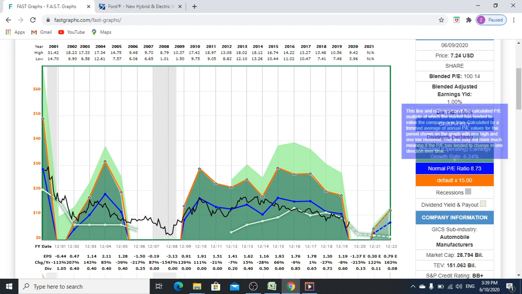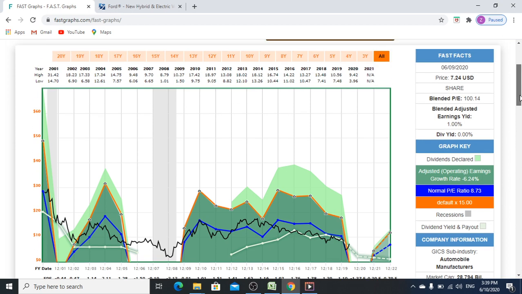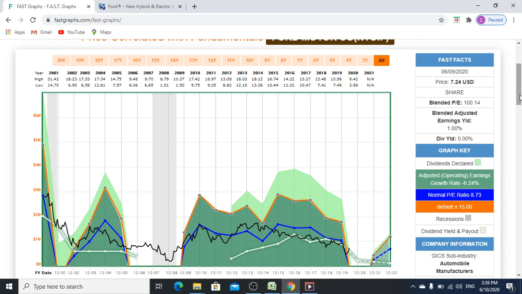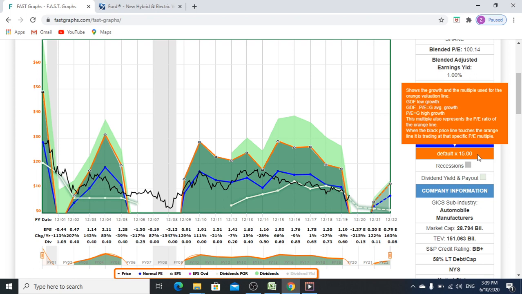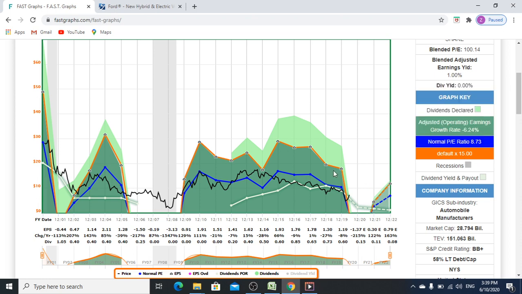It's not so good. The normal PE, this is the average PE in the last years, or basically all the years, is about 8.7, and then the default PE, which is calculated, the industry standard, is 15. That is what FAST Graph uses for the orange line. But as you see, the Ford company is mainly tracking the normal PE, which is the average of all-time PE.